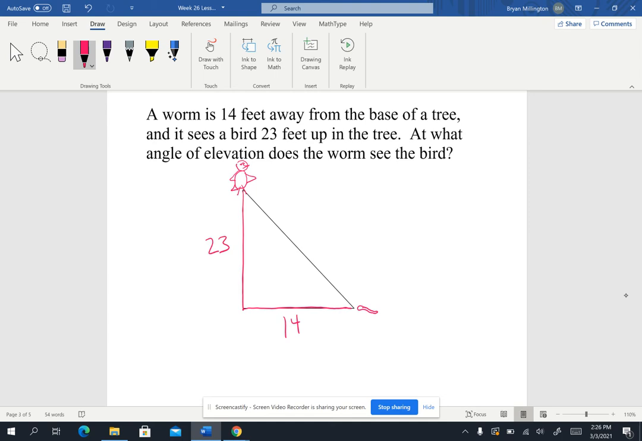The angle of elevation means like what angle would the worm be looking up to see the bird? So that would be this angle right here. So I'll use theta again. You could use x if you don't like that theta thing. But again, now it's just like the last couple problems we've been doing.